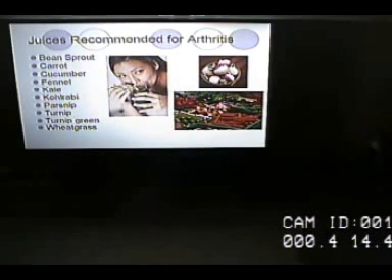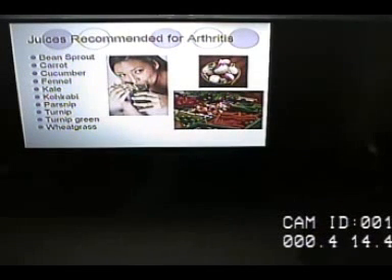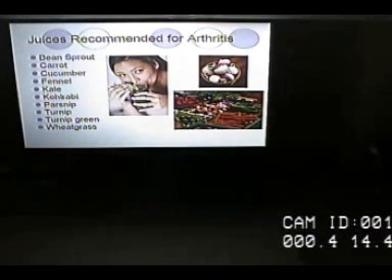Juices recommended for arthritis. This was from a juicing book that I have. These were the ones that were the top ones recommended for arthritis. Kale is good for everything. Carrots too. Cucumber is really great. Good for the spleen too. Wheatgrass, that's another top one that's great across the board.